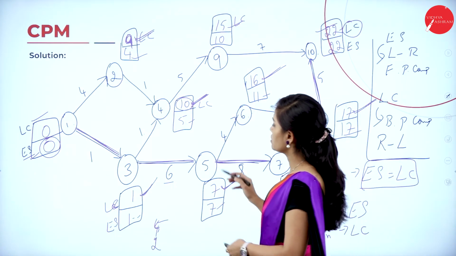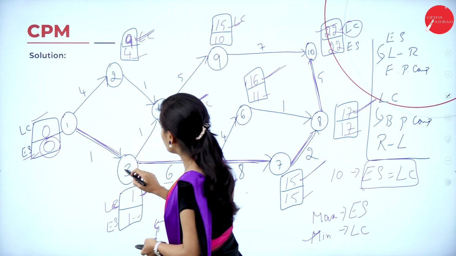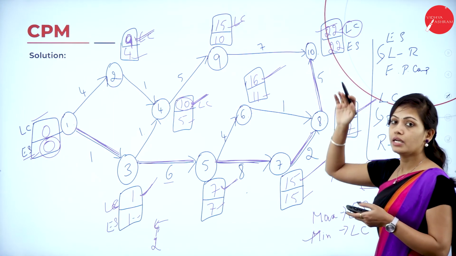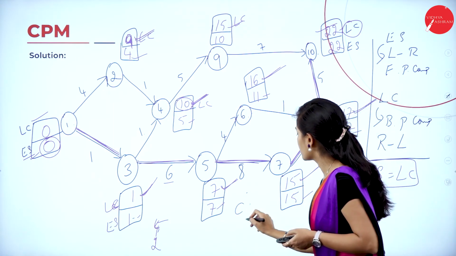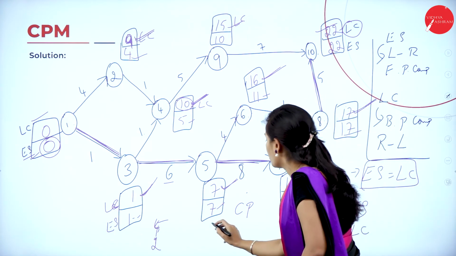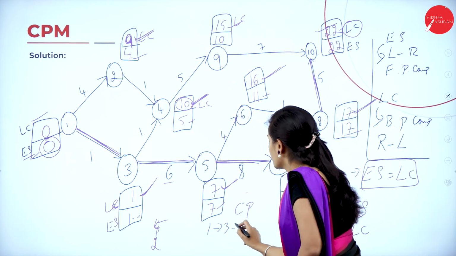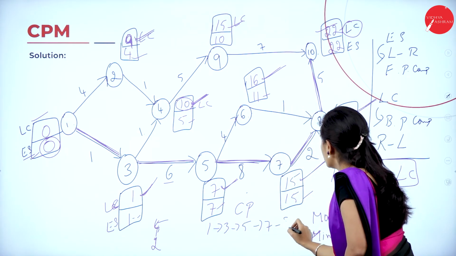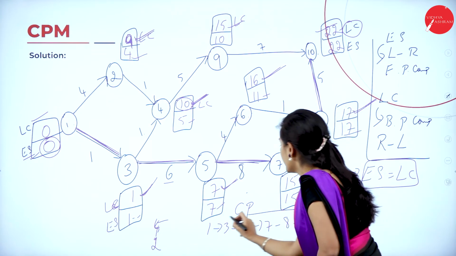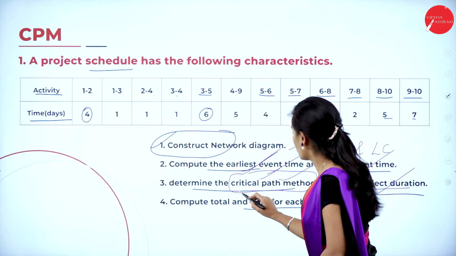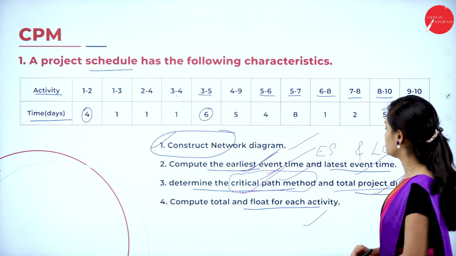So now you can see the diagram. 1 to 3, 3 to 5, 5 to 7, 7 to 8 and 8 to 10. This is called as critical path. So first you write the critical path here. 1 to 3, 3 to 5, 5 to 7, 7 to 8 and 8 to 10 is called as critical path. So this also have completed critical path.